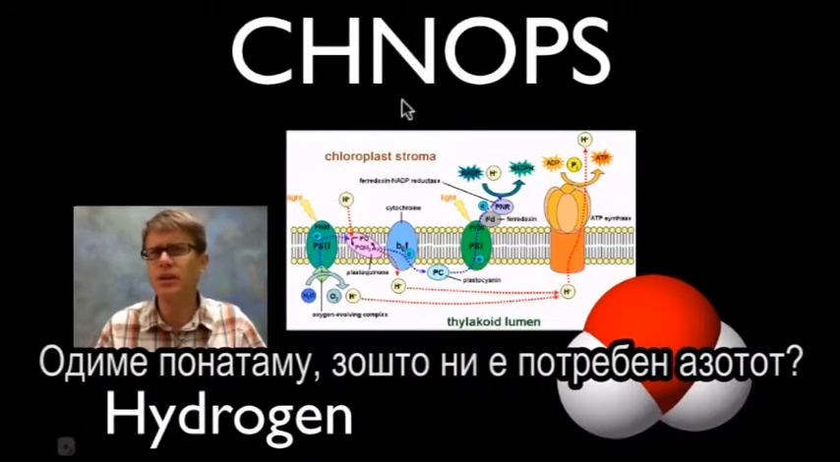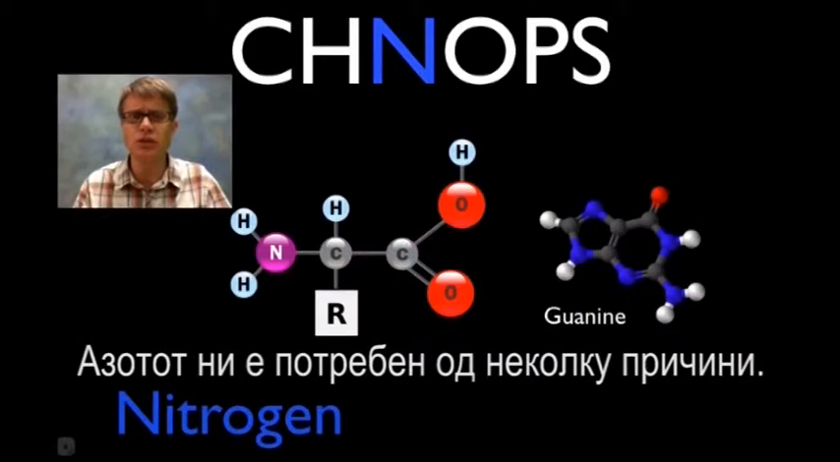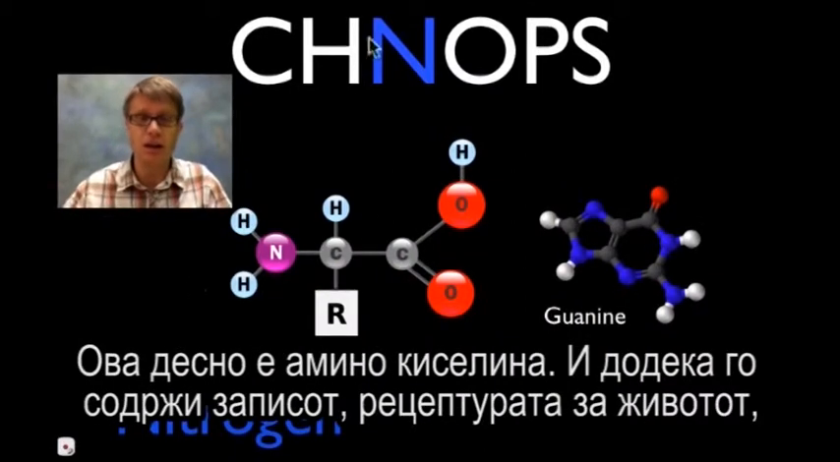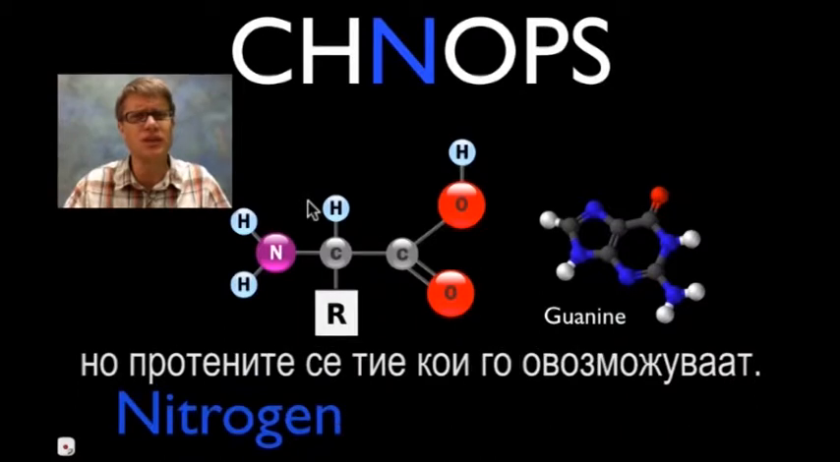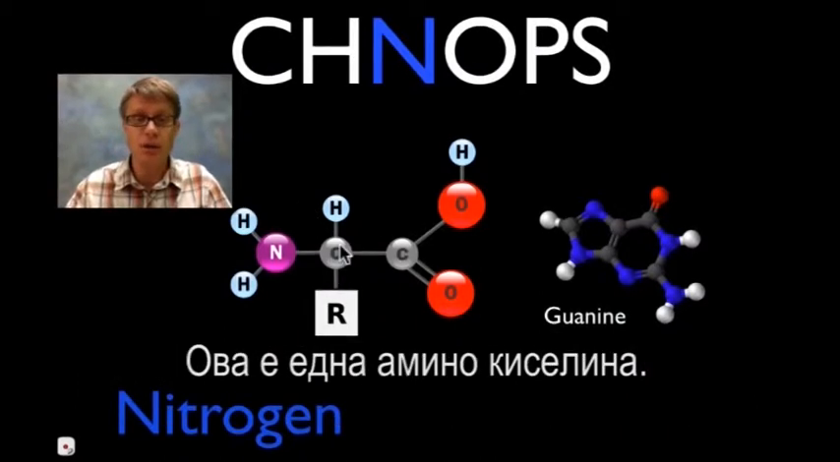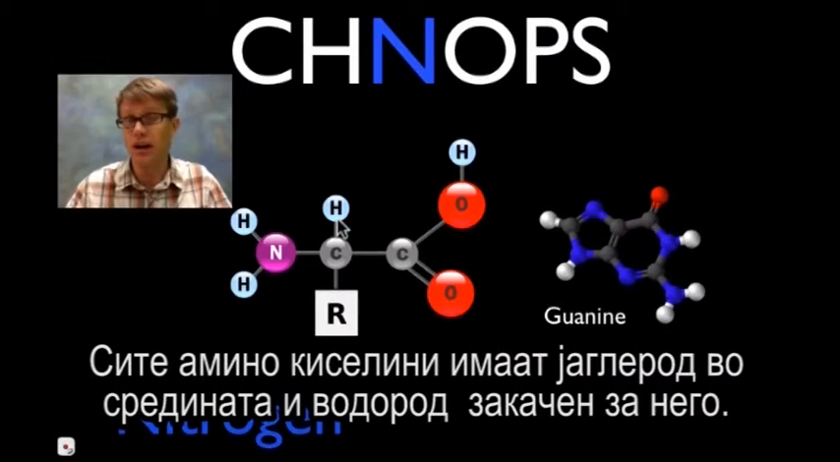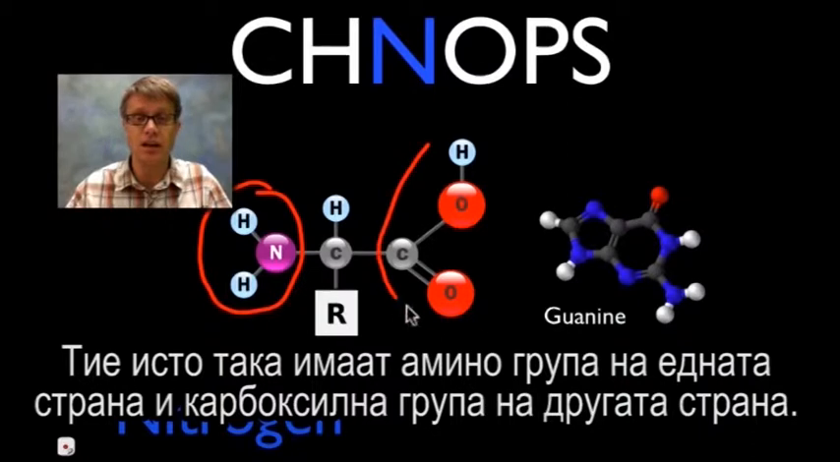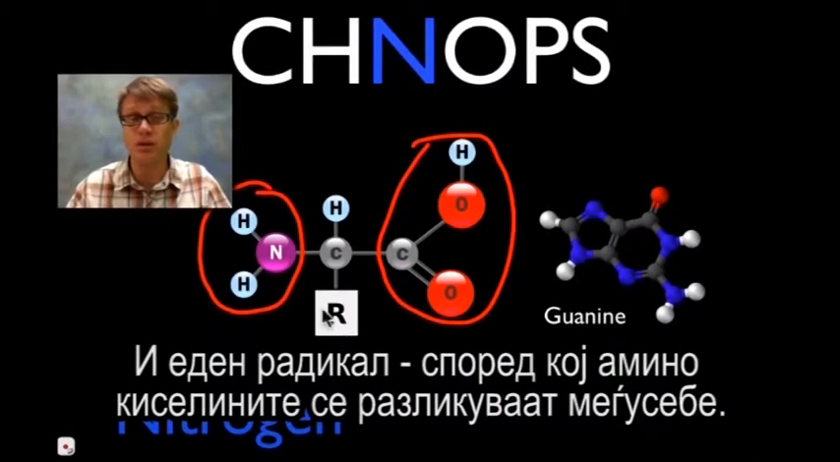So be thinking ahead. Why do we need nitrogen? Well, nitrogen we need for a couple of reasons. This right here is an amino acid. And remember, DNA contains the blueprint to make life, but it's the proteins that actually make us the way we are. All amino acids are going to have a carbon in the middle and a hydrogen attached to that. They're then going to have an amino group on one side and a carboxyl on the other side, and then an R group. That's going to be the difference in every amino acid.